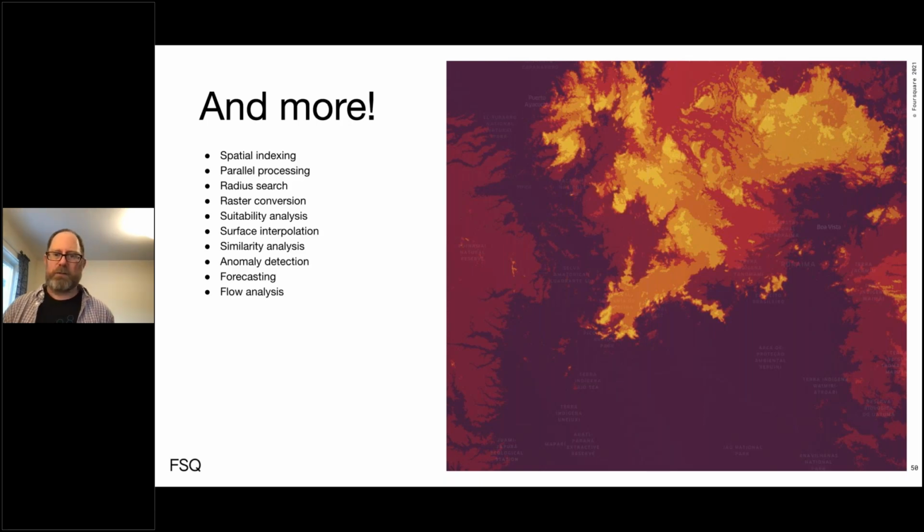Similarity analysis is a little bit similar. You can do anomaly detection, forecasting. Flow analysis is really well suited for H3, because you can easily have data flowing between the different cells. And again, this is only a short list of the kinds of things you might want to do here.